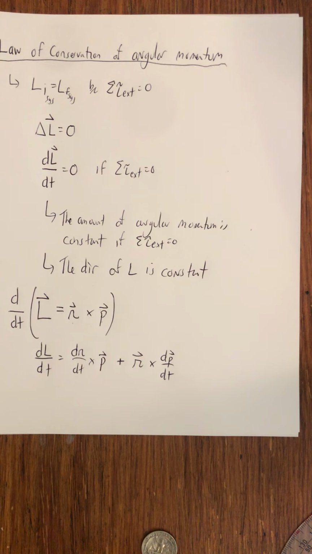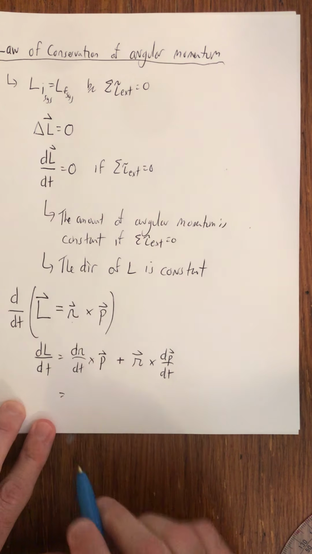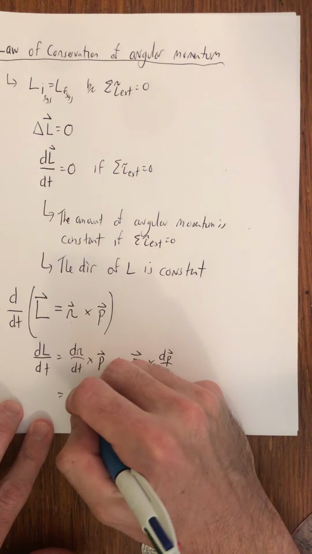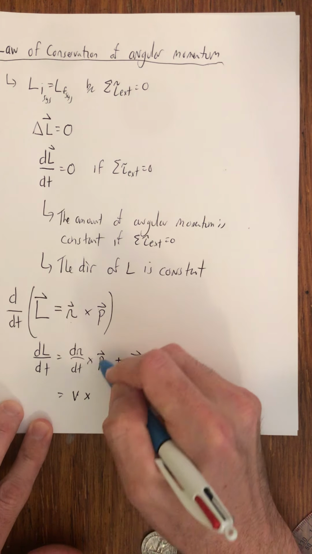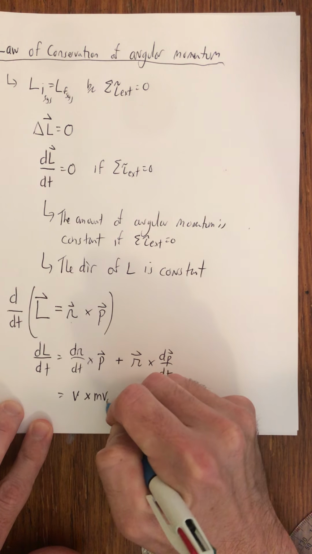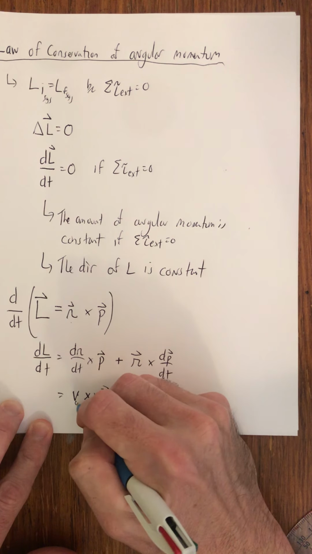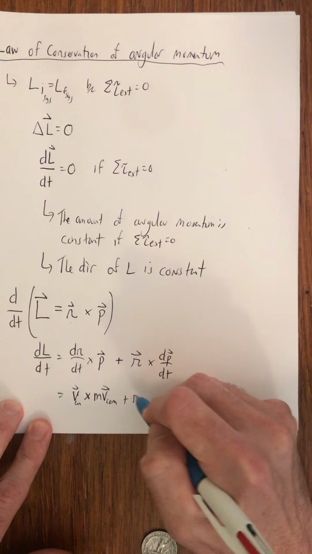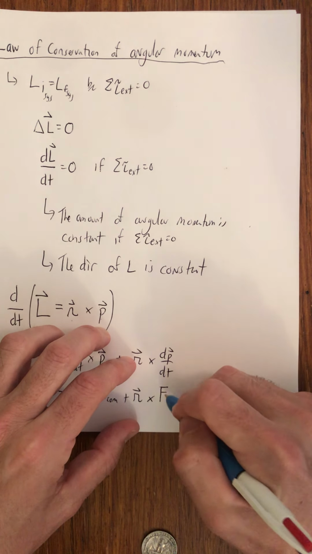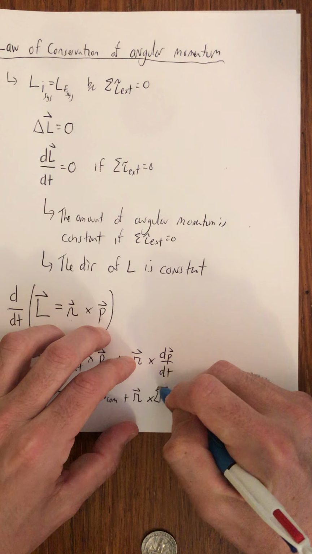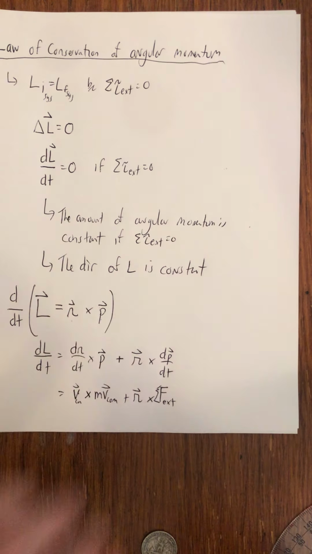All right, so let's talk about this. Oh, okay. dr dt, well, that's just the velocity. So that's the velocity of the center of mass cross, well, that's mass times the velocity of the center of mass, right? Interesting. Plus r cross dp dt. Have we ever talked about that? What's the rate of change in momentum? Oh, that's net force. Okay? That's net external force right there.